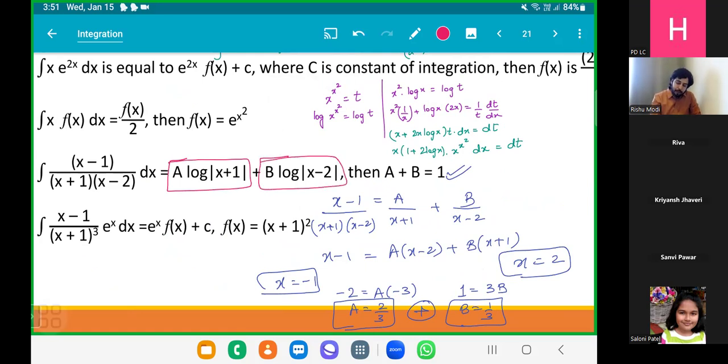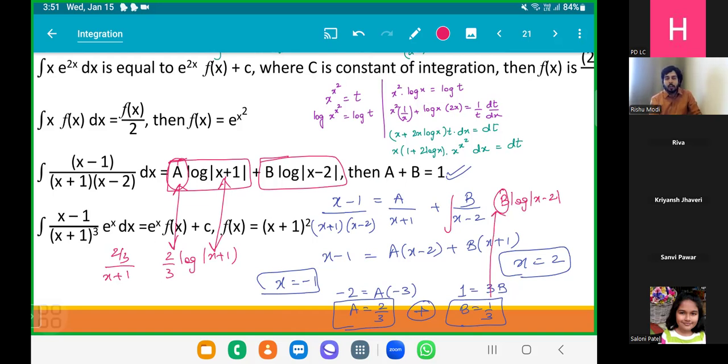If I substitute a as 2 by 3, and it will be x plus 1, that will become 2 by 3 log mod x plus 1 only, which is this part, along with a. Right? And the integration of b will be b log mod x minus 2 after you get the value of b, which was 1 by 3. Did you get that?